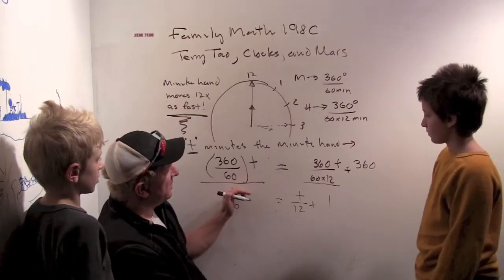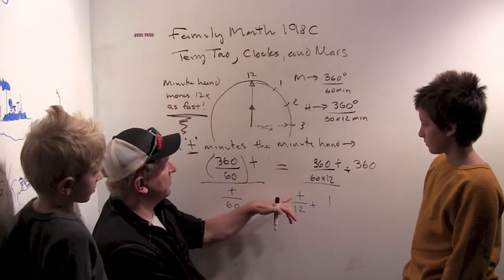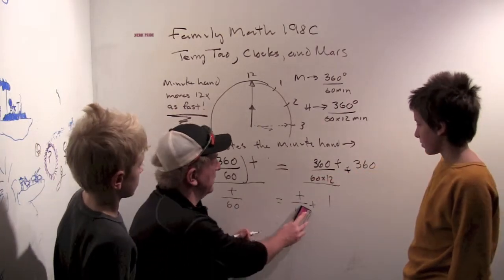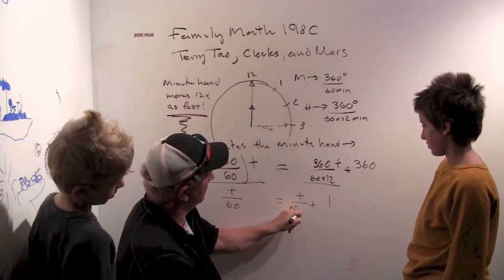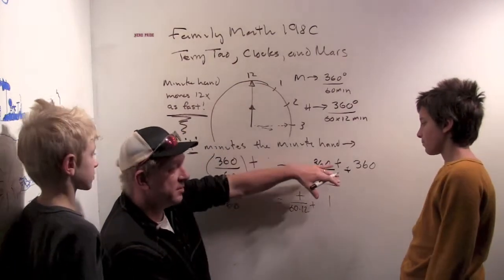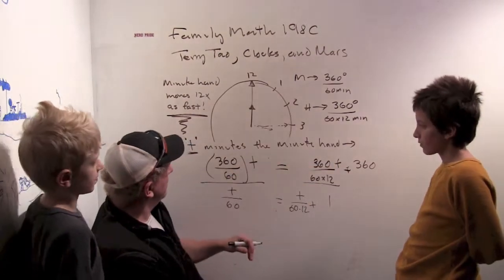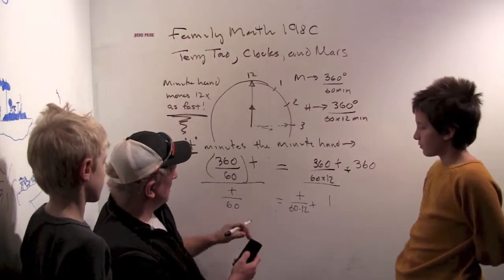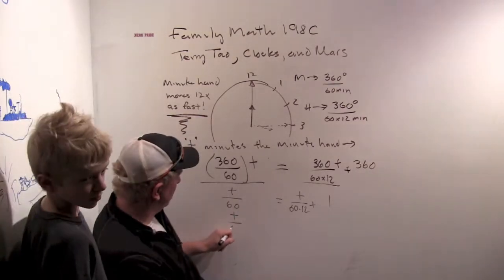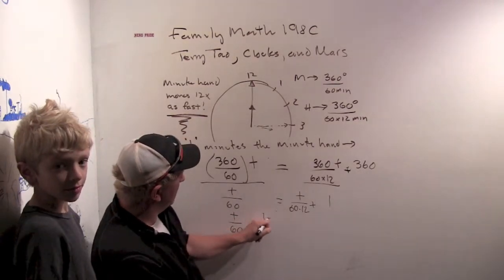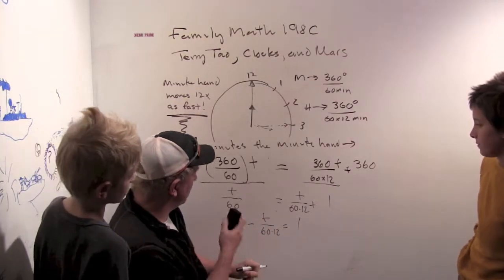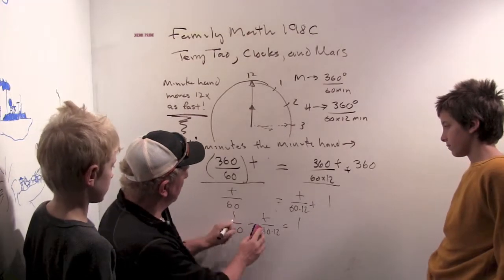And t is the time at which the hands overlap again. But wouldn't there be a 60 here? Oh, sorry. Thank you for noticing my sloppiness. t over 60 equals t over 60 times 12 plus 1, because all I did was cancel the 360s. Okay. Can you go look and see if this is on the board? t over 60 minus t over 60 times 12 equals 1. And now I'm just going to divide by t.